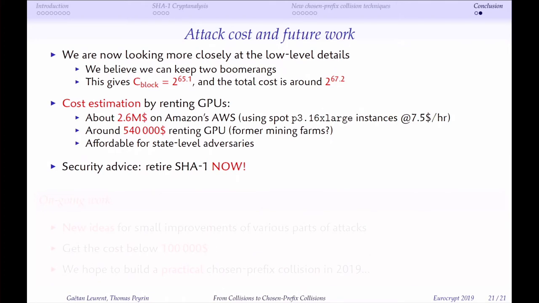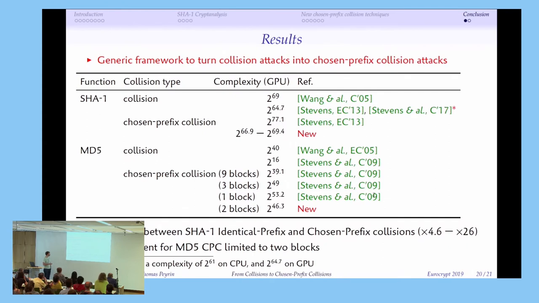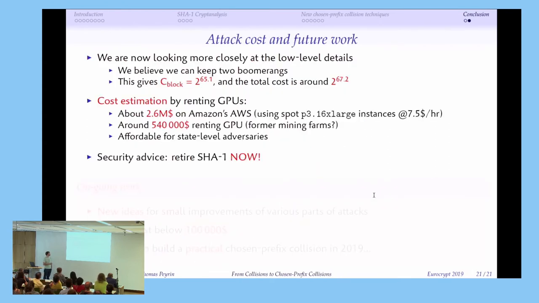So since this paper was published, we've been still working on this, of course. And we've been looking more at the low-level details, and we now have a better estimate of the complexity. So here I was saying this range. And as far as we understand now, it will be around 2 to the 67.2. And we can estimate the cost to run this attack. A nice way to estimate the cost is just to look how expensive it is to rent a GPU to run the attack. And if you want to do this on the Amazon cloud, it will cost about $2.6 million. So that's a large amount of money, but it's also something that is probably feasible.